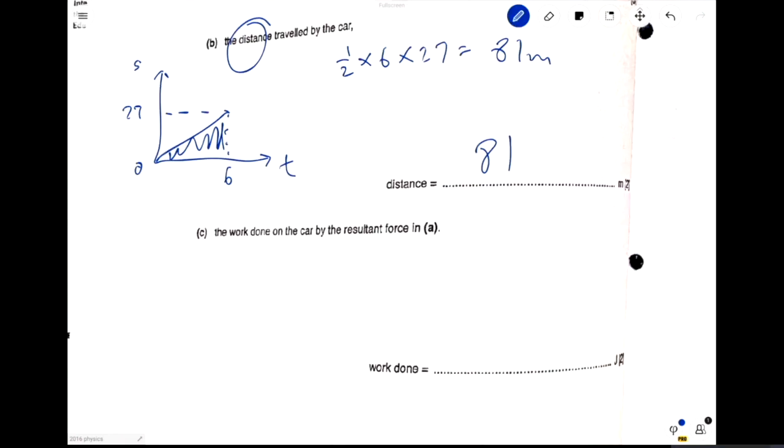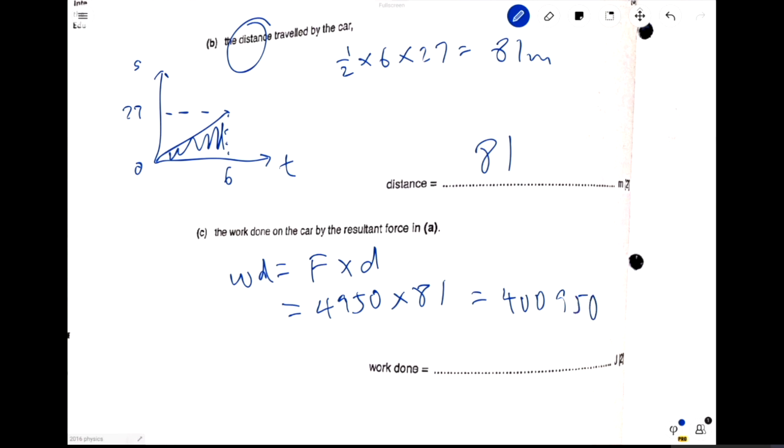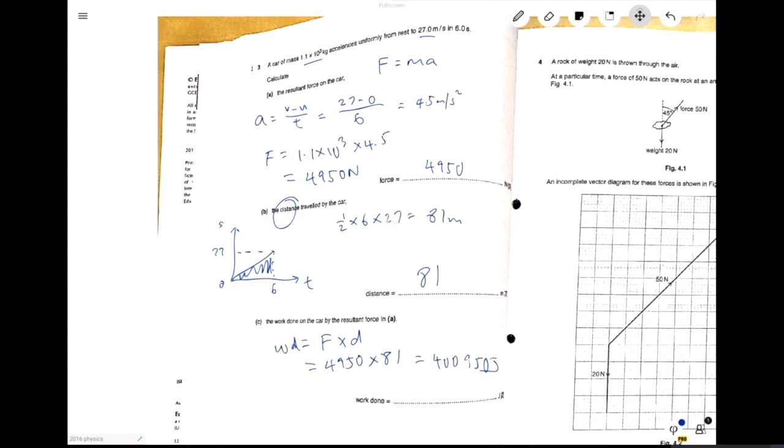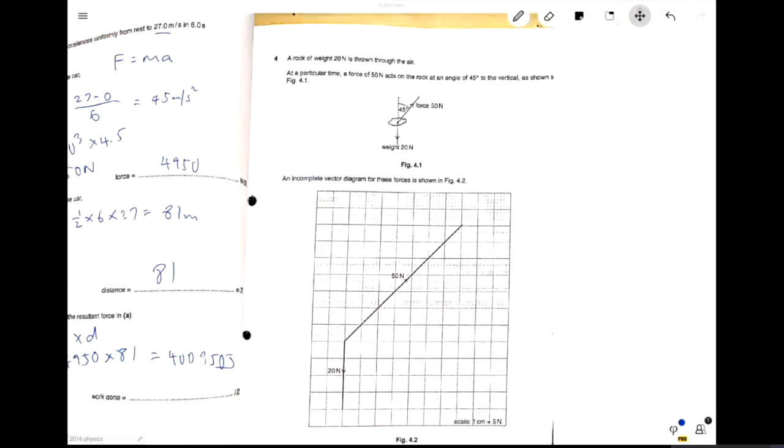Yes, work done. What's the formula for work done? Force times distance. So it's 4950 times 81. Alright, we'll get 400,950 joules. Everything uses what? Formula. You score another 7 marks here. Alright, next.